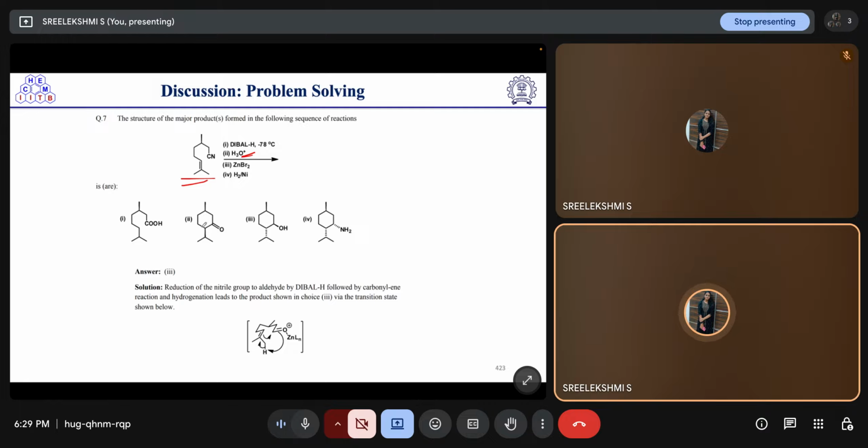So here, the reduction of this nitrile group to aldehyde will take place with this DIBAL-H. Then a carbonyl ene reaction is taking place and hydrogenation will take place to form this compound, option 3, via this particular transition state. So this aldehyde will coordinate with this zinc, that will take up this proton, this bond will shift over here and this will attack over this center.